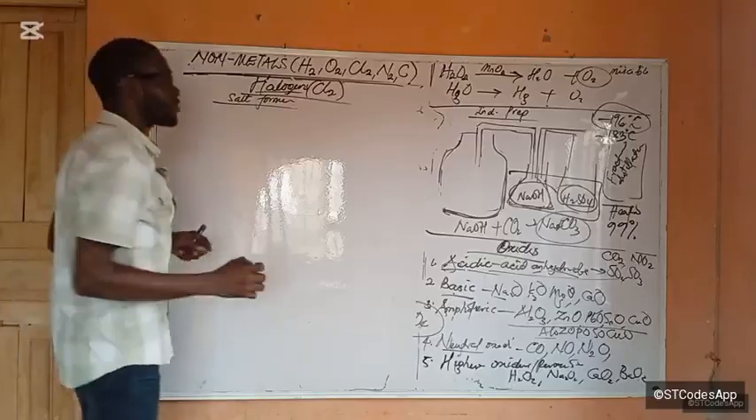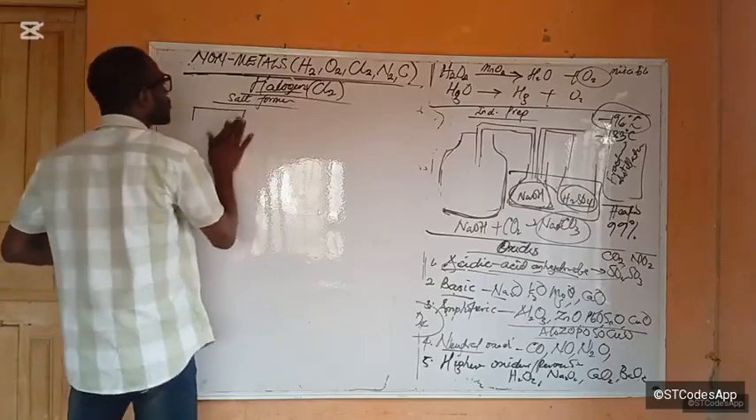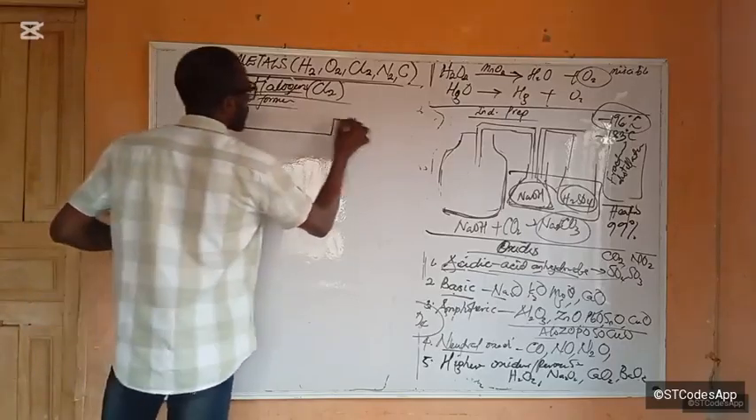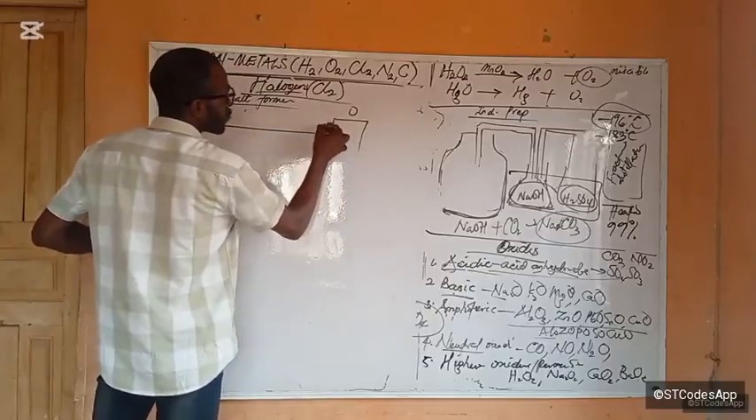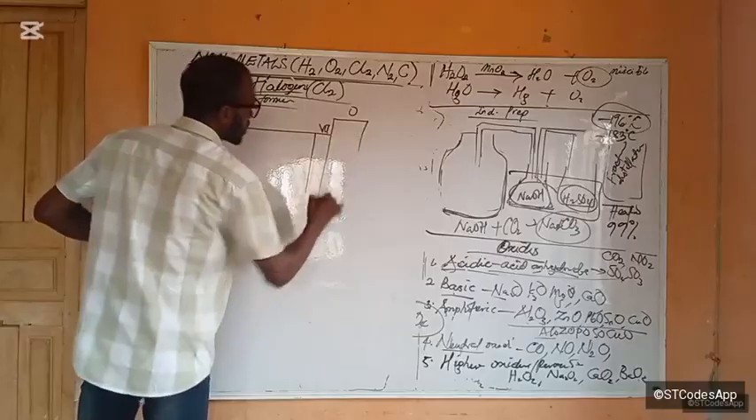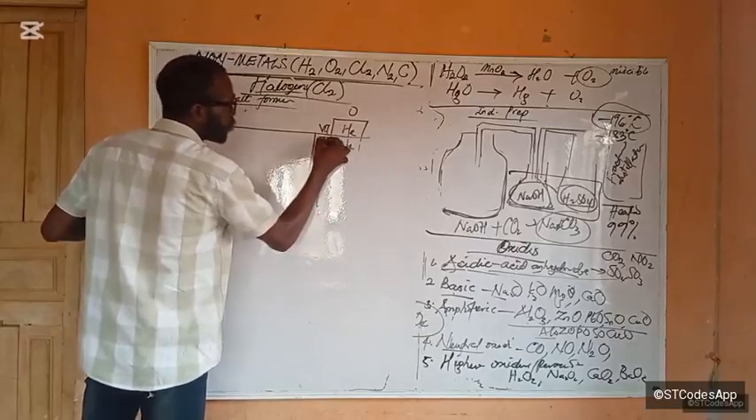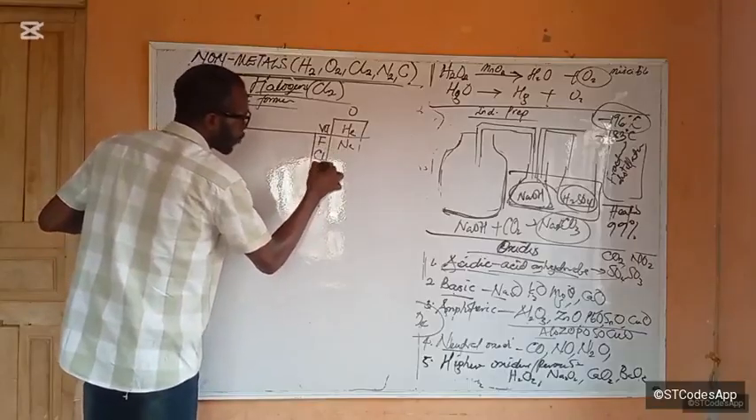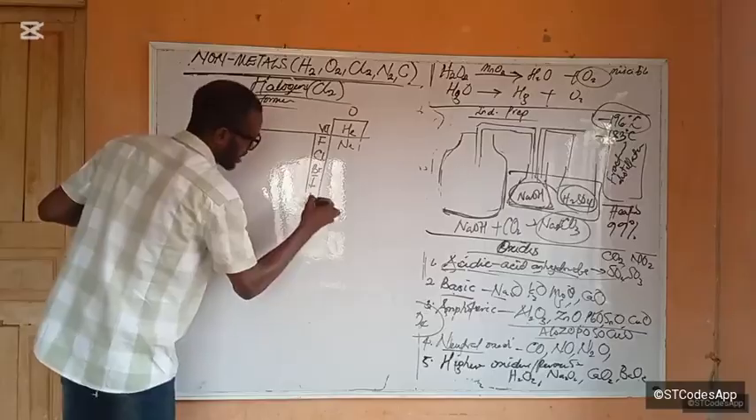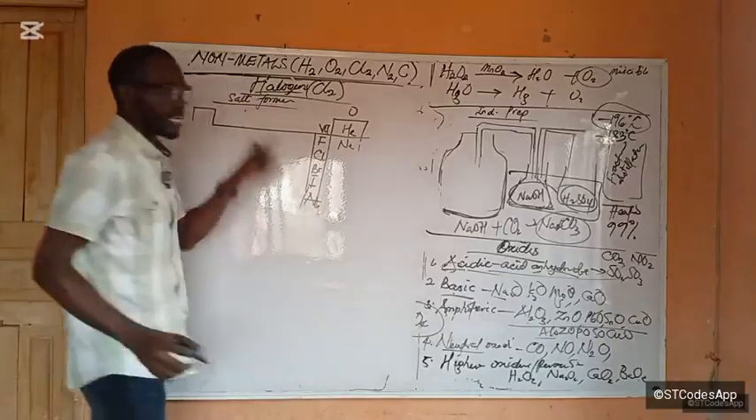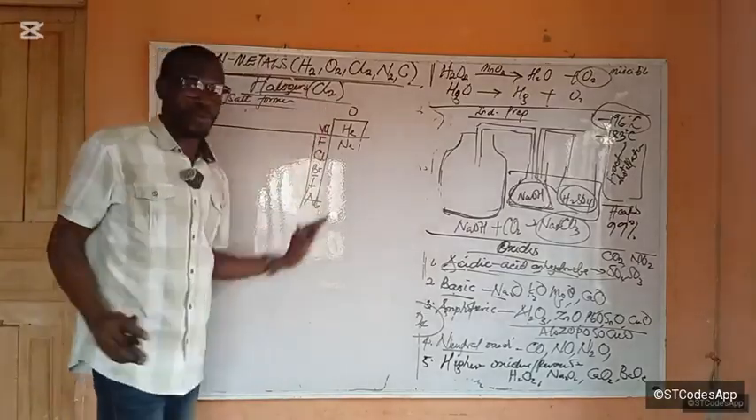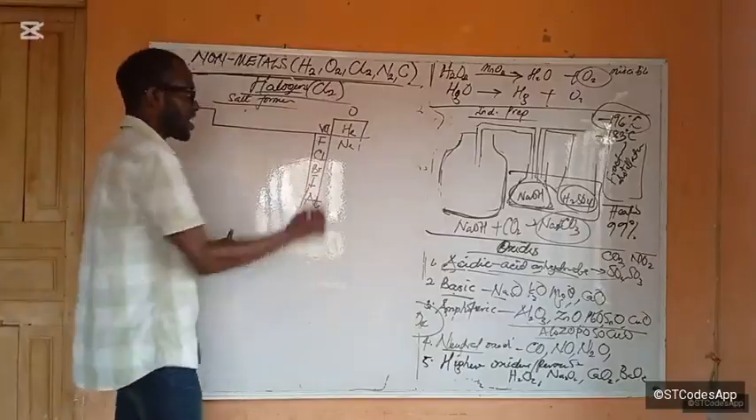Now, what are the halogens? Halogens are the guys that are in group 7. If this is group 8, group 7 will be here. So in this group, as we have helium here, we have neon here. Here we now have fluorine, chlorine, bromine, iodine, astatine. Exactly. These guys. Now there's also a trend that I want to show you here.